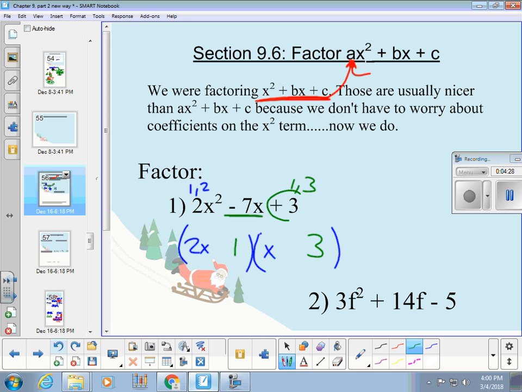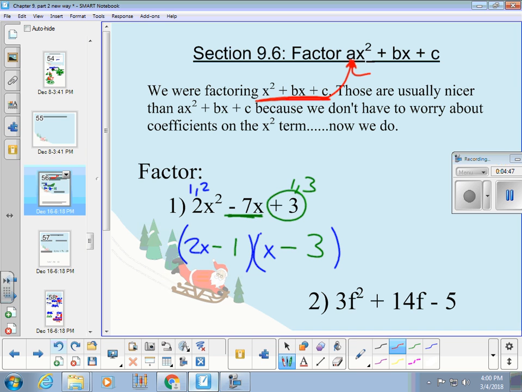Now, it's positive 3. So knowing some of our rules that we've talked about in the past, since it's a positive, I do know the signs are going to be the same, and this is a negative 7x, so I know it's going to be minus and minus in terms of my two binomials. And now checking to see whether that works. Is this the right combination of binomials?